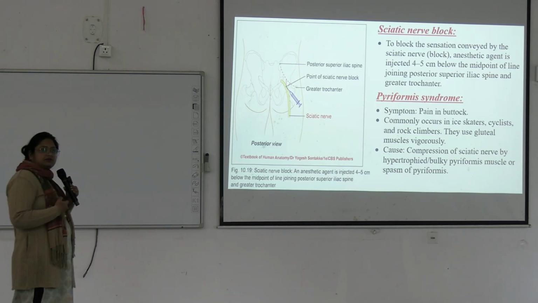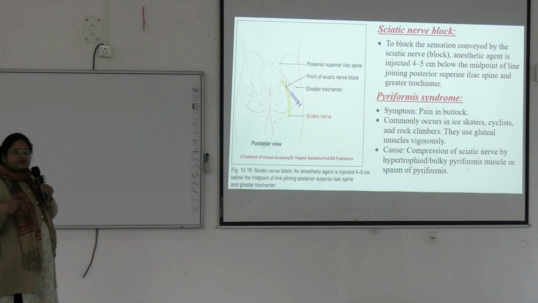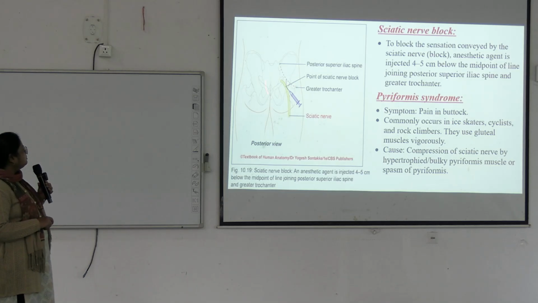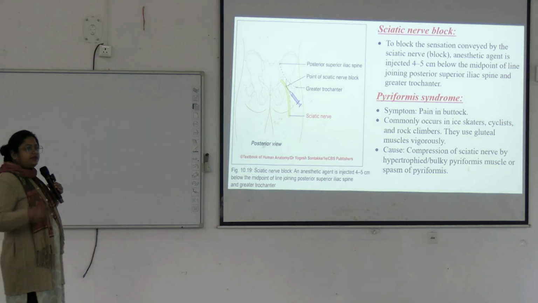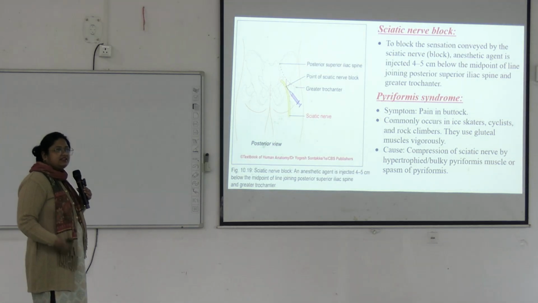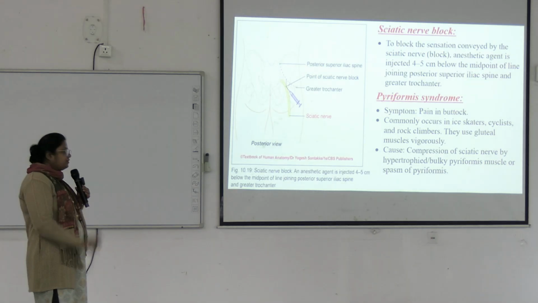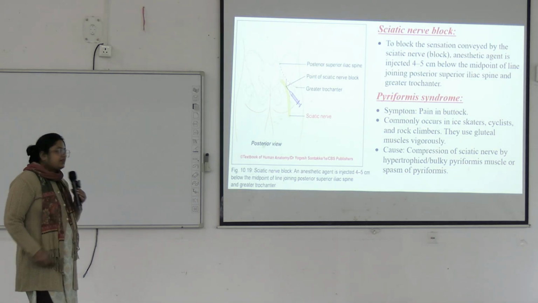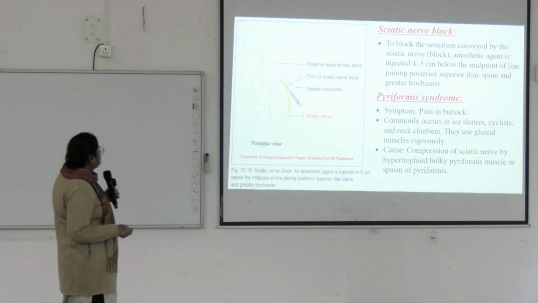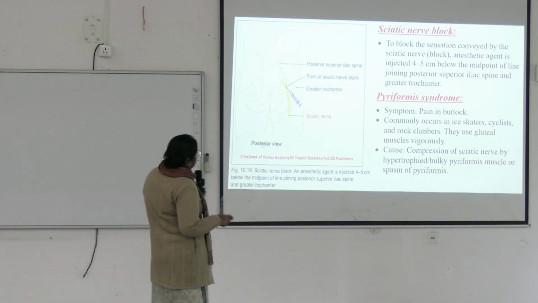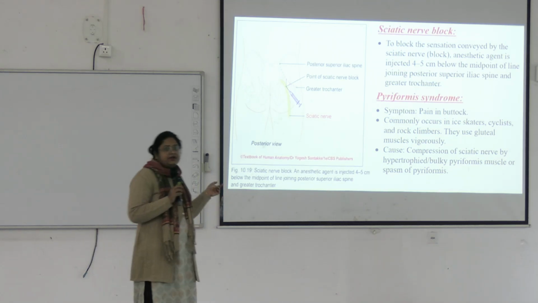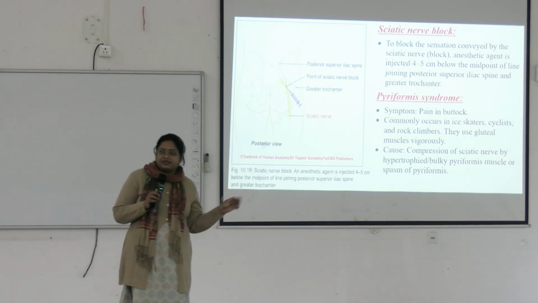Okay. Here is the location of the sciatic nerve. You push the anesthetic agent here, it will block the nerve. For any surgery in the lower limb, you can block the sciatic nerve. Okay. So next is, what is piriformis syndrome? This comes in your short note. Piriformis syndrome. Okay, very important.